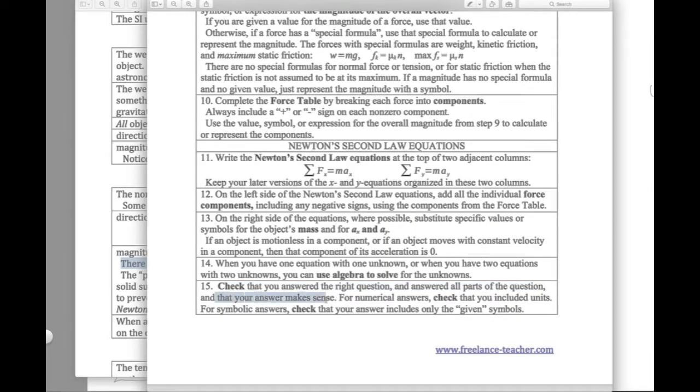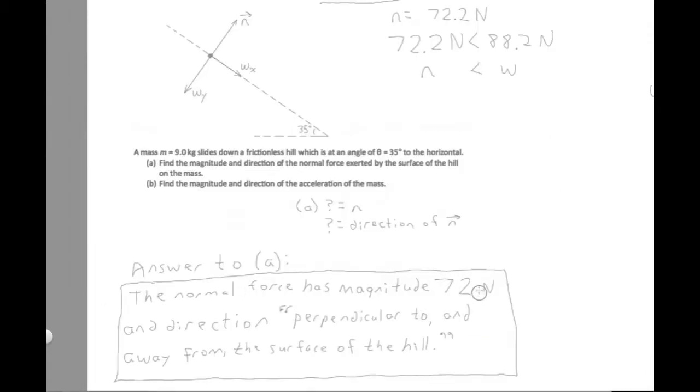We've already checked that our answer makes sense. We made sure that we included units. This check is not relevant for this problem because this is for symbolic answers, and our answer was numeric. So now we have to move on to part B.